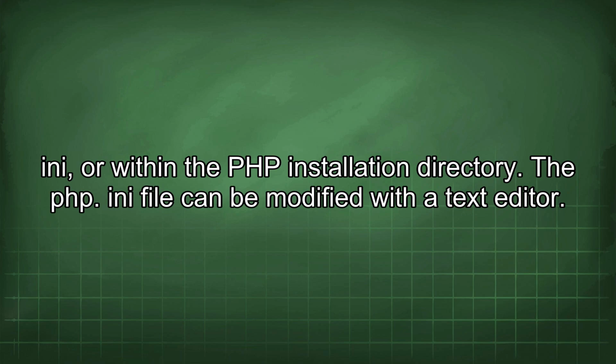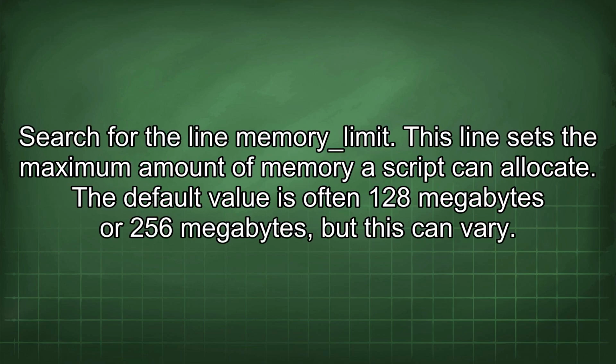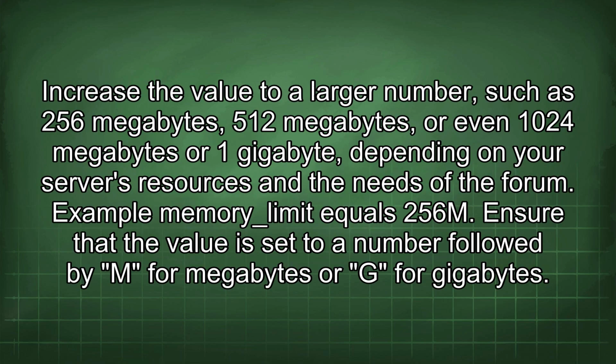The php.ini file can be modified with a text editor. Search for the line memory_limit. This line sets the maximum amount of memory a script can allocate. The default value is often 128 megabytes or 256 megabytes, but this can vary. Increase the value to a larger number, such as 256 megabytes, 512 megabytes, or even 1024 megabytes or 1 gigabyte, depending on your server's resources and the needs of the forum.